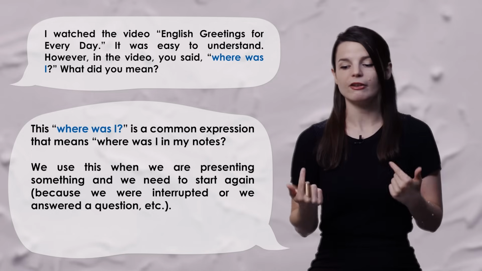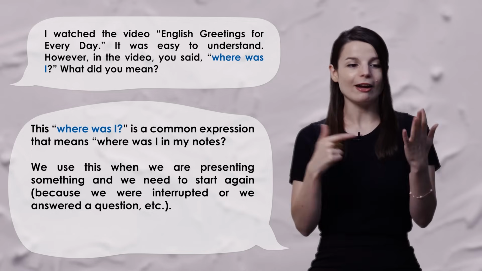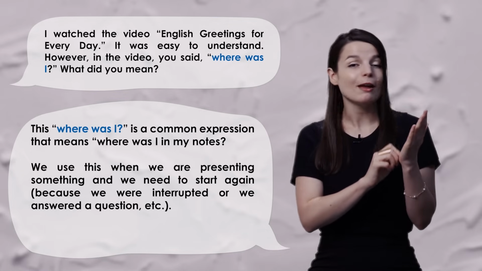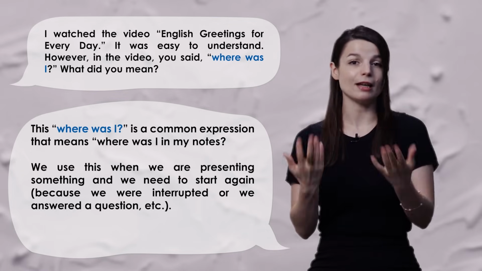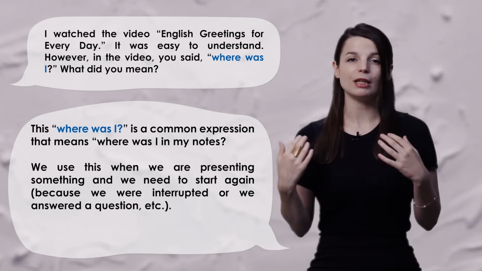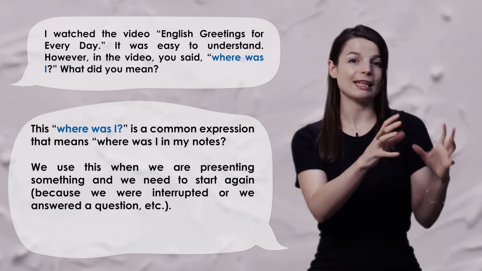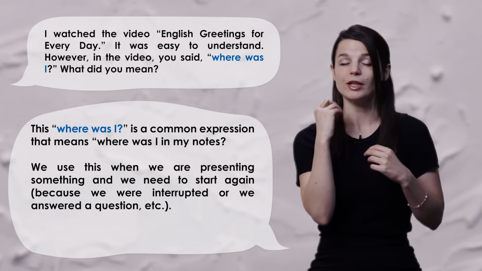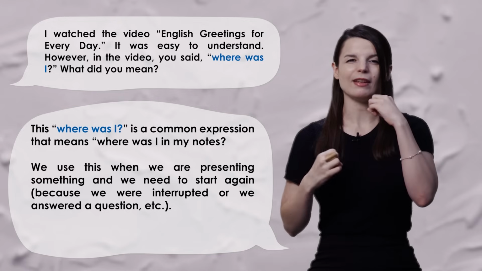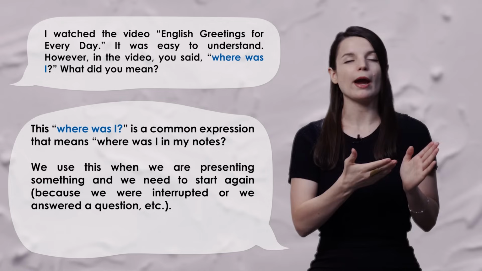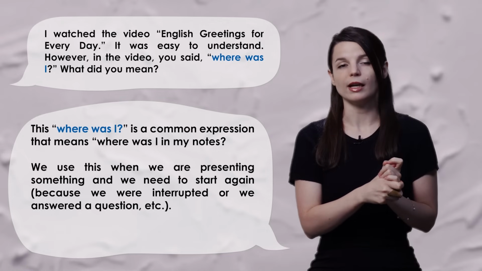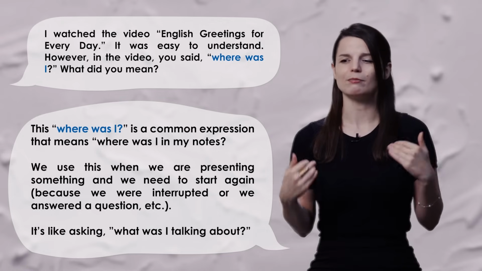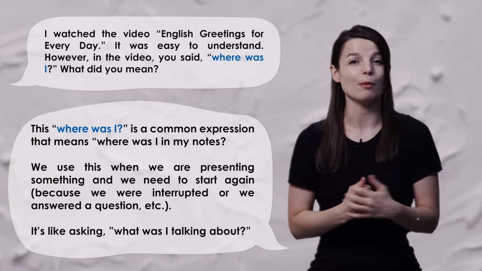So in that case, if I'm teaching a lesson and I miss my place, if I forget my place in my notes, I probably said, "Where was I?" Meaning, at what point was I in my presentation? I would use this if a student had a question and I answered it and then I forgot exactly where in my lesson notes I was. So "where was I" means, what was I talking about a moment ago?